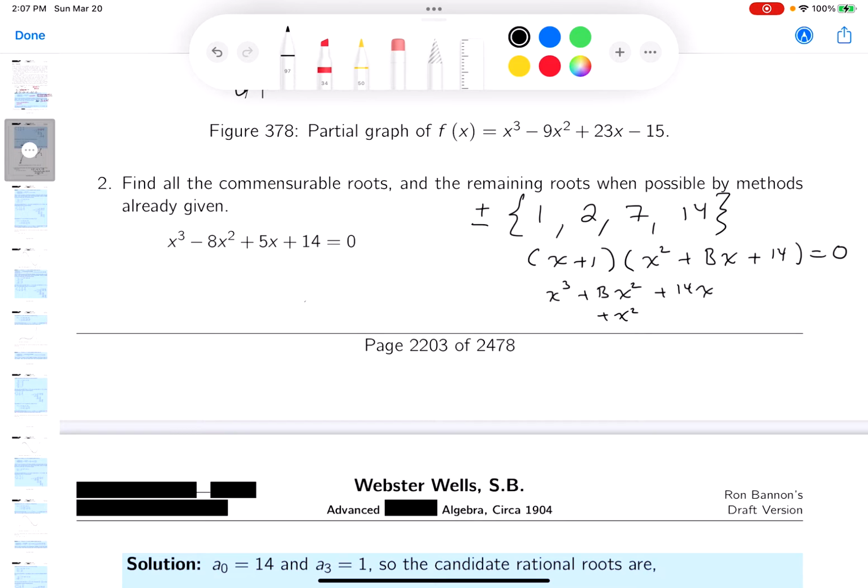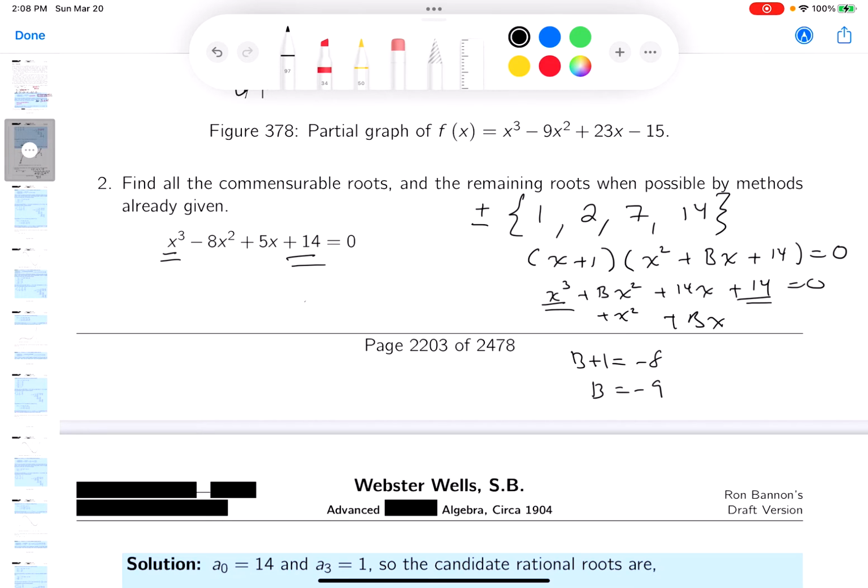Then we're going to get, like I said, 1x squared, then you get bx. And 1 times 14 is 14. So again, I want to emphasize you're getting the first and the last. It's the middle guys I struggle with. So I know that b plus 1 must be minus 8. And that means b is minus 9.